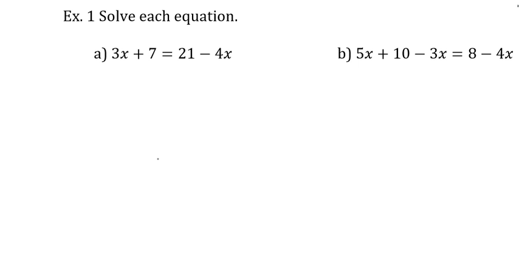Okay? So what kinds of things in A are similar to each other? What do you think, Mike? Good, the X's. And what other kinds of things are similar? The numbers, right? Just the numbers. So the 7 and the 21. But they're on opposite sides of the equal sign.